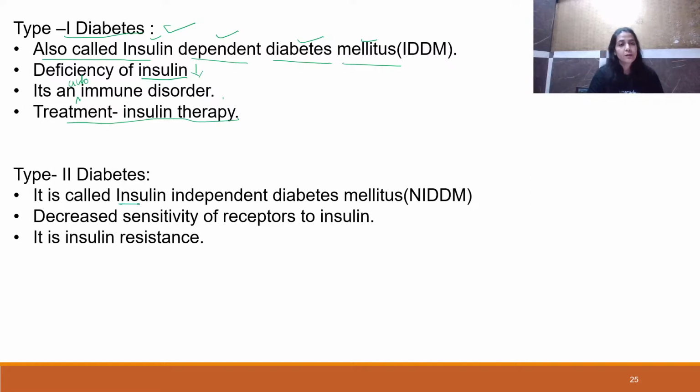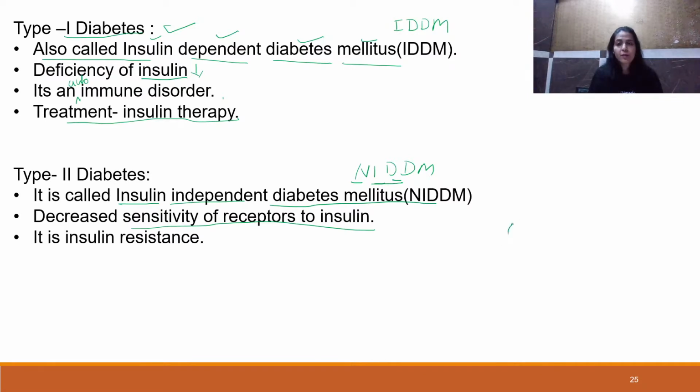So this is the contrast. Non-insulin dependent diabetes mellitus, NIDDM, right? Here it was insulin dependent diabetes mellitus. So IDDM or NIDDM, which means this diabetes is not due to insufficiency of insulin, it is due to decreased sensitivity of receptors to the insulin.